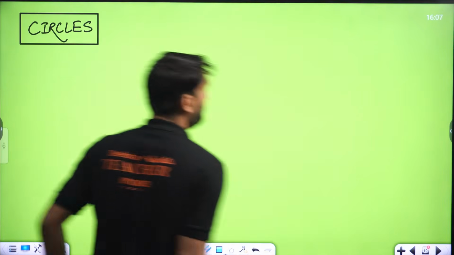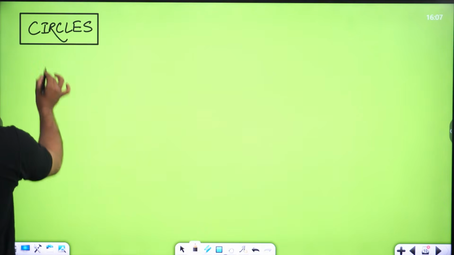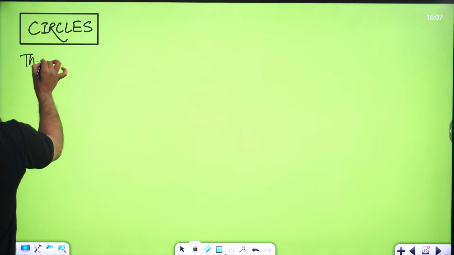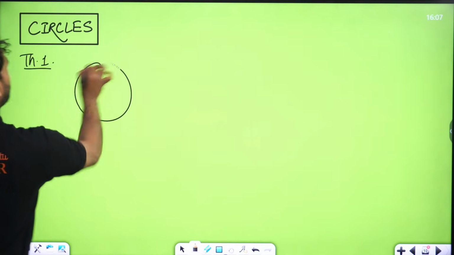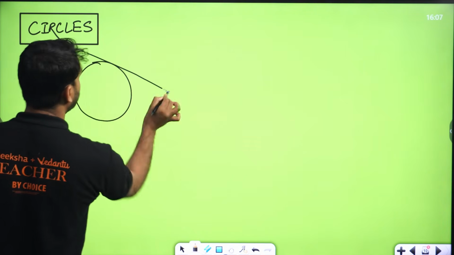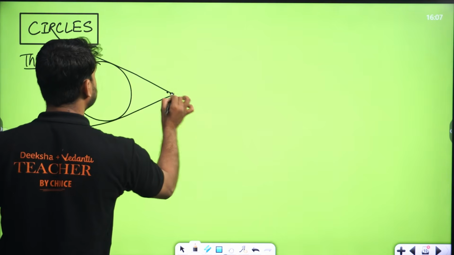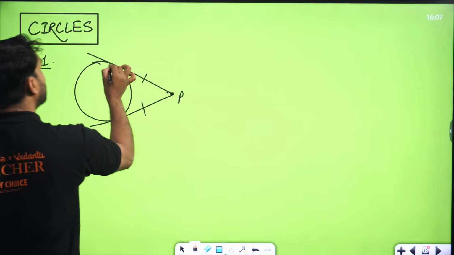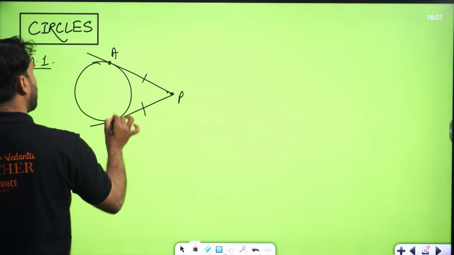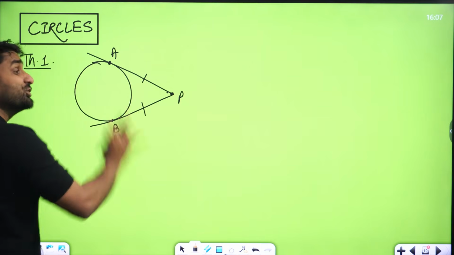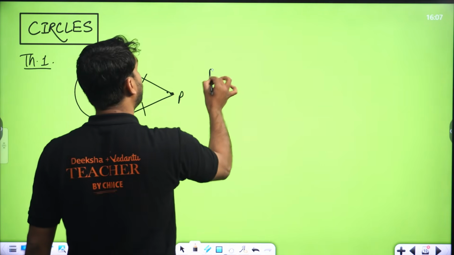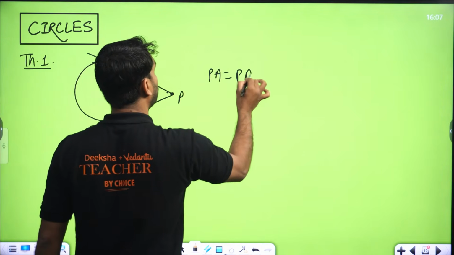Okay, moving to the next, circles. In circles, the most important theorem, theorem number 1, is that when we draw two tangents from any exterior point to the circle, the tangents are always equal. Like this is P, this is the point of contact A, and this is point of contact B. This is very important. PA will be equal to PB.